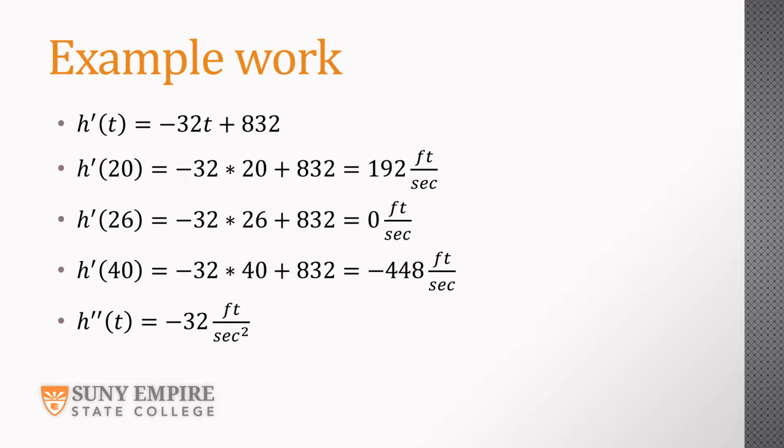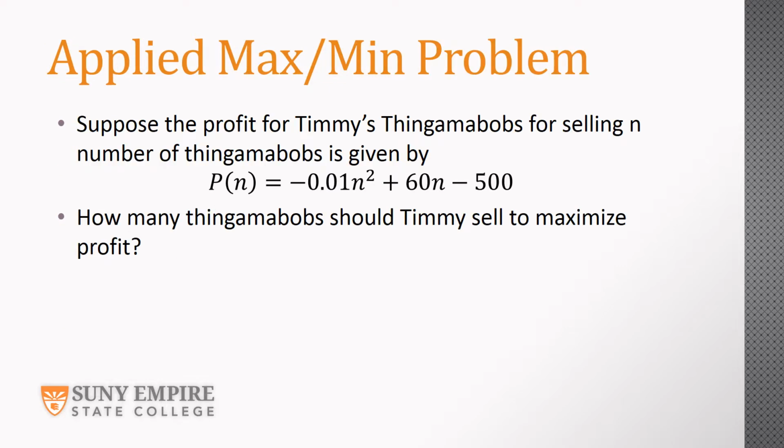But what other types of real-world problems would we use derivatives to solve? Suppose that Timothy Thompson, the owner of Timmy's Thingamabobs, can model the profit for selling n of his thingamabobs by the function p of n equal to negative 0.01n squared plus 60n minus 500. Timmy wants to determine how many thingamabobs he should sell to maximize his profits.